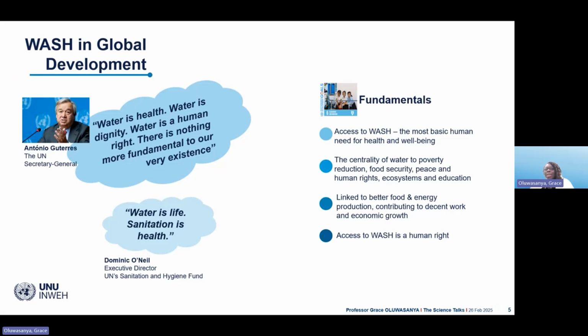Again, the centrality of water to poverty reduction, food security, peace, human rights, ecosystems, and education cannot be overemphasized. Water is just intrinsically linked to any human development. So access to WASH is really a human right.